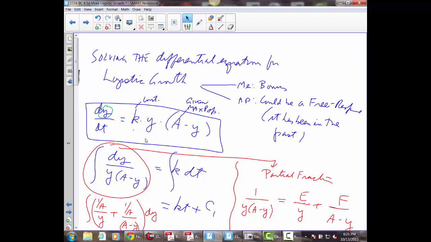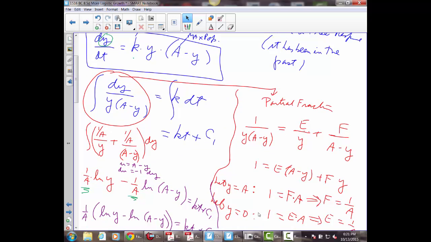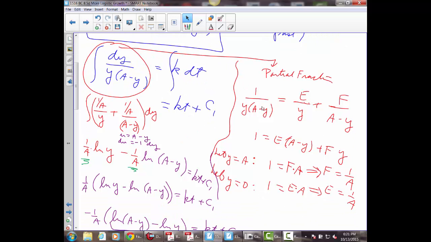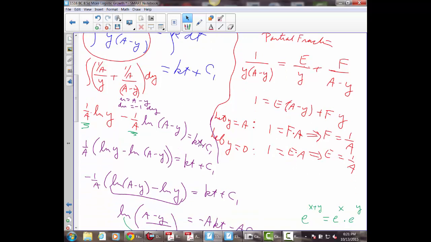Anyways, what we're going to do is bring the t's to the right side and all the y's to the left side. We'll leave the k there because it's a constant. Integrate both sides. This has to be done by partial fractions. You have two fractions, one with the denominator of y, one with the denominator of a minus y. Multiply both sides by the LCD. Let y equal a, let y equal 0, and so on. You get this. And then I had walked you all through this.